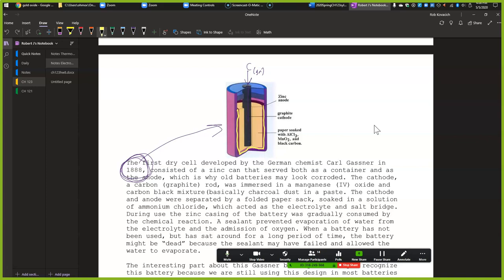I need to choose a different color. Come out of the bottom, and then go up to the top. And what do we put right here? Some form of load.